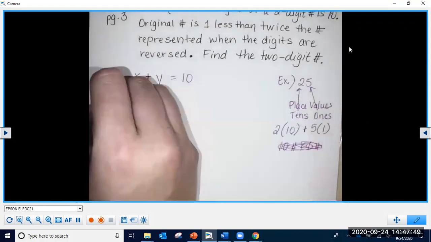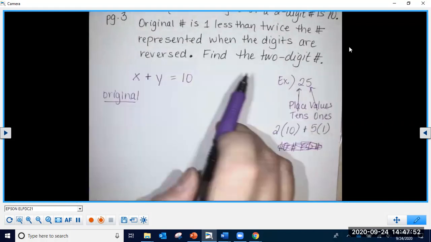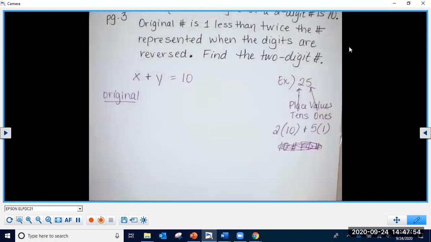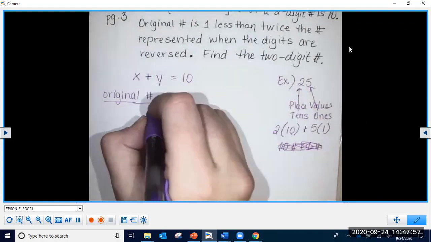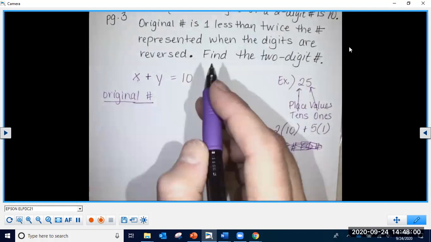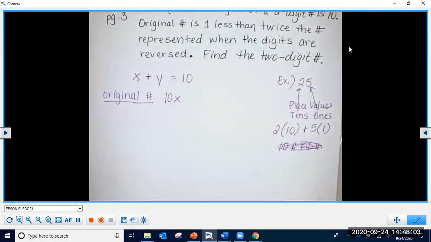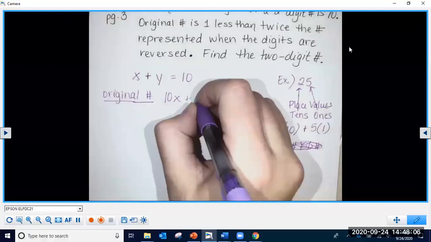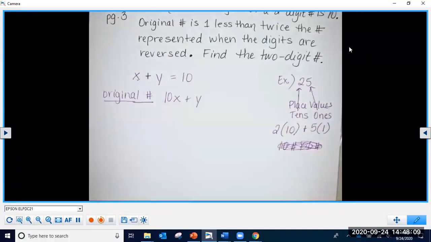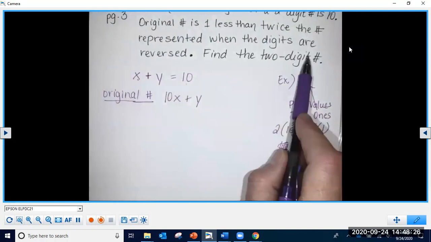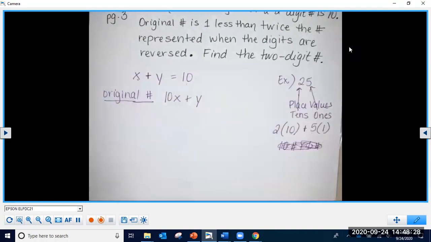Your original number, let's just come up with it before we start worrying about it being reversed. So my original number, I know I've got some value x that's in the tens place, and I have some value y that's in the ones place. But all they did was tell me the sum of the digits is 10. So I don't actually know the value of the number. That's what I'm trying to find. So I can't really set this equal to anything. Does that make sense?